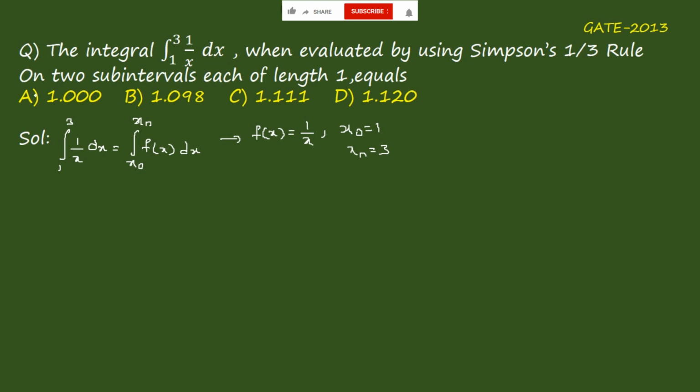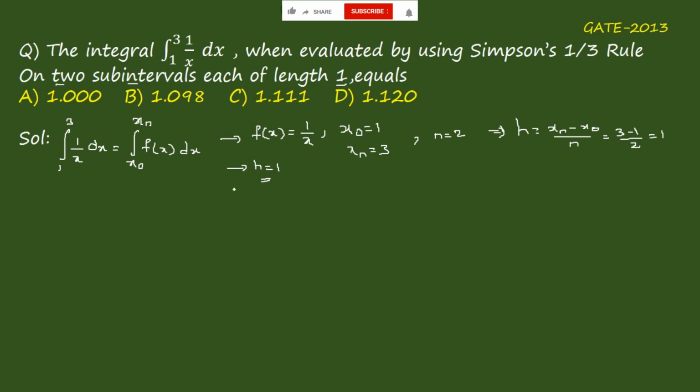Now again they are saying two subintervals each of length 1, so they have given the n value: n is equal to 2. From this we can find the value of h, right? h is equal to x of n minus x naught by n, which is equal to 3 minus 1 by 2, which is equal to 1. Here we got the value of h is equal to 1, right? Now by using the Simpson rule we have to find the area of it.